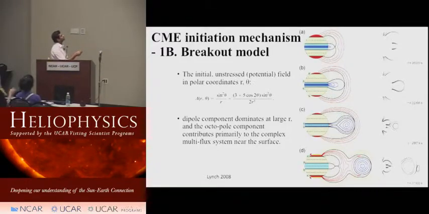And so what we're saying here is the initial unstressed potential field in polar coordinates is this, and you've got two main terms. It's the dipole component that dominates at much larger R, and it's the ultrapole component that contributes to the more complex regions, which creates the complexities that are happening closer to the surface.